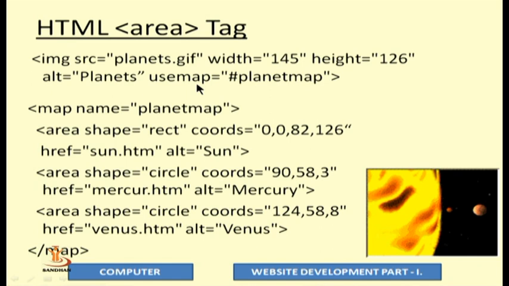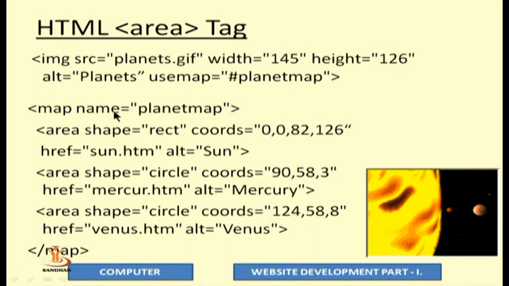I can later on specify so many hyperlinks. So this is usemap. In usemap, what I am specifying is hashtag planet map. So this is a particular area bookmark name, which I am using later on with my map tag. In the map tag I am specifying name equal to planet map.